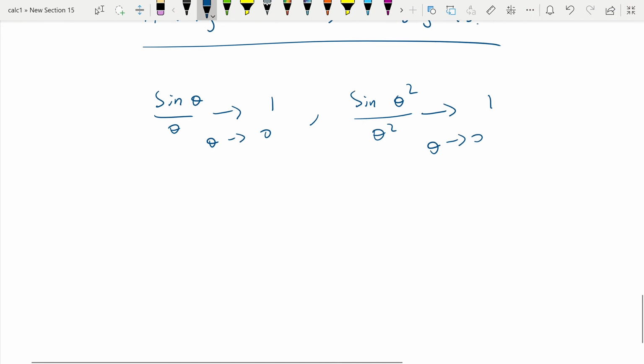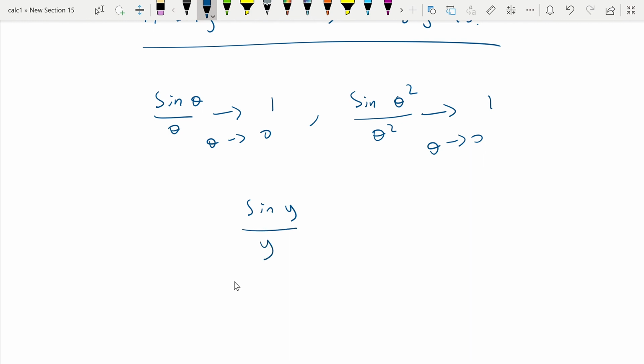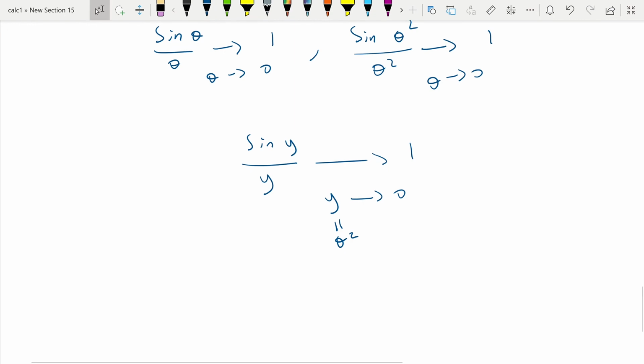Why? Because theta is a small quantity. Whenever theta is going to 0, theta squared is going to 0 as well. So you can write this as sine of y over y going to 1 as y goes to 0. What is y? y is theta squared. And why do we know that y is going to 0? Because if theta is going to 0, then certainly theta squared is going to 0. That allows us to conclude that sine of y over y is approaching 1 as well.